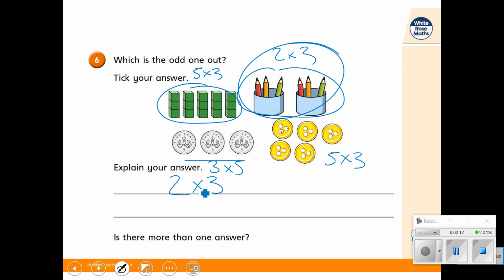So this one here, 2 times 3, must be the odd one out. Right, I'm now going to go on to the divide by 3 worksheet. Just the last question.